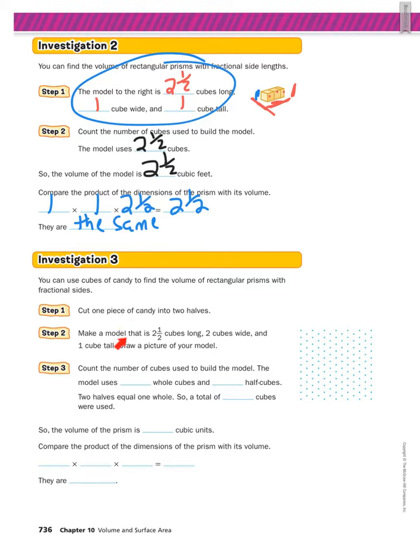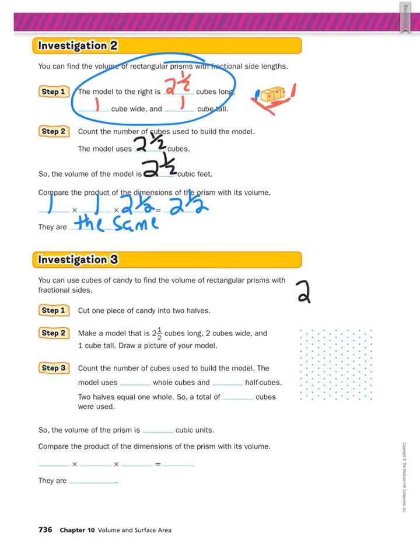So step 1 says cut one piece of candy into 2 halves. And step 2, make a model that is 2.5 cubes long, 2 cubes wide, and 1 cube tall. Draw a picture of your model. So I'm going to show you how to kind of do that. I'm going to write these dimensions because I'm going to be blowing this up real big. You don't have to write this down.